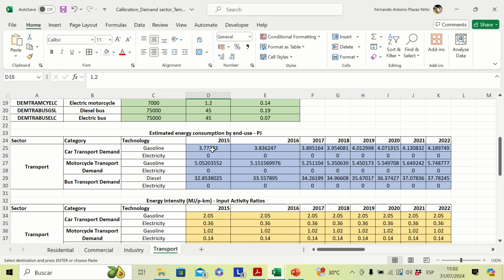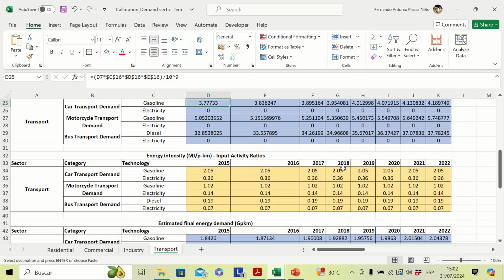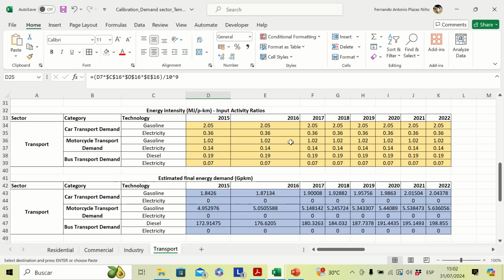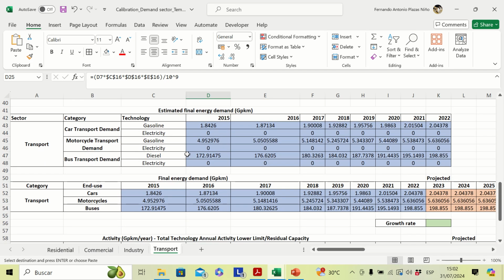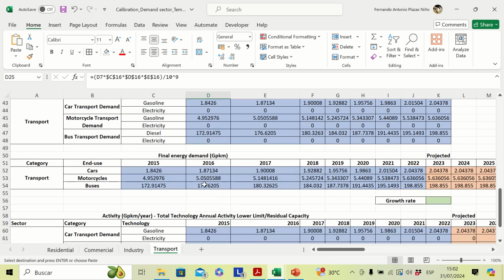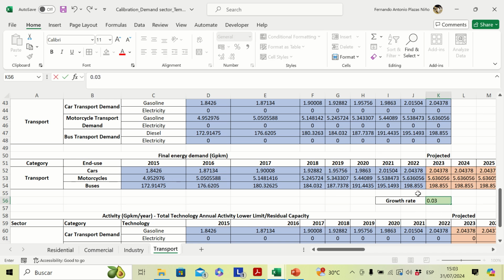Now these calculations are pretty similar to the previous one. You can go to the supplementary material about road transport modeling just for checking how these calculations are performed, but they are calculated automatically. And then you have the input activity ratio. Once again, they are part of the starter data kit, and you have the calculation to estimate the final demand, as an addition of the different modes of transportation. And once again, we need the growth rate here. For example, let's assume that it's 3% once again. So you have these values calculated.